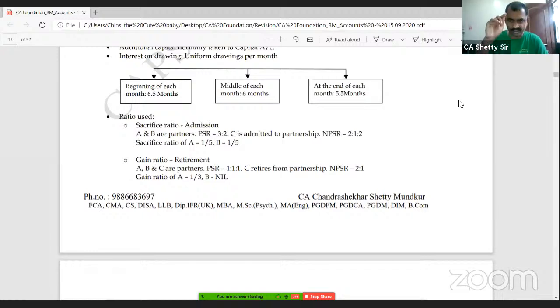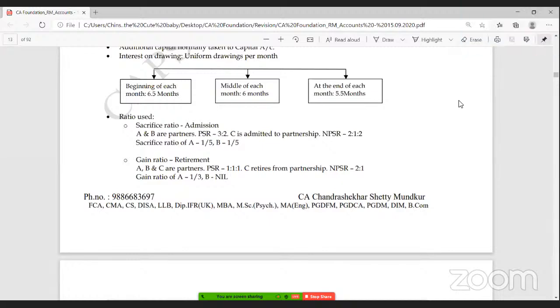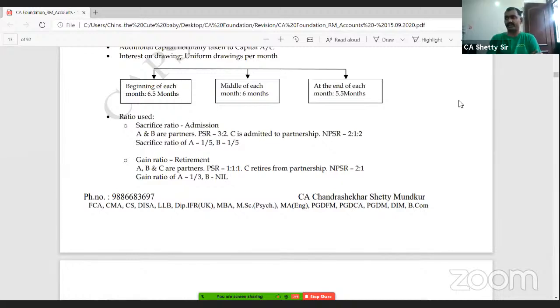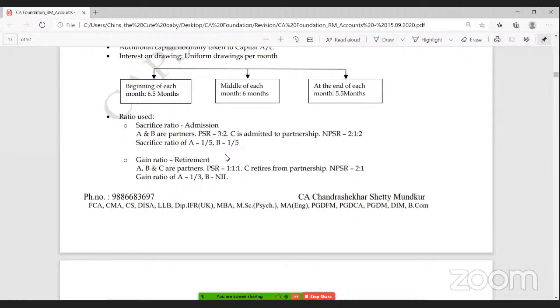Put a star mark on the debit, and below that: only in case of admission, if the new partner gets cash for goodwill, instead of debiting his account, what will you do? Debit cash account. Debit cash or bank. Excellent. Debit cash or bank. Is it understood? Yes, sir. Okay.